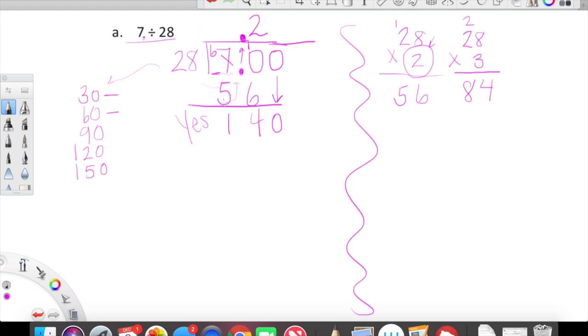Now we're going to think about how many 28s fit in 140. Remember we rounded 28 to 30, and so we're looking at 1, 2, 3, 4, approximately 4 28s that are going to fit into 140 without going over.